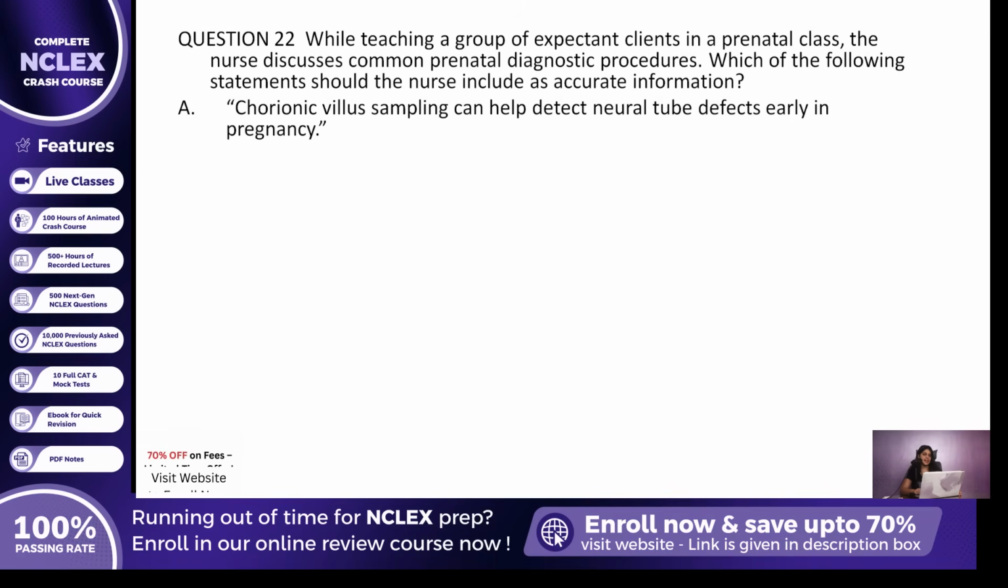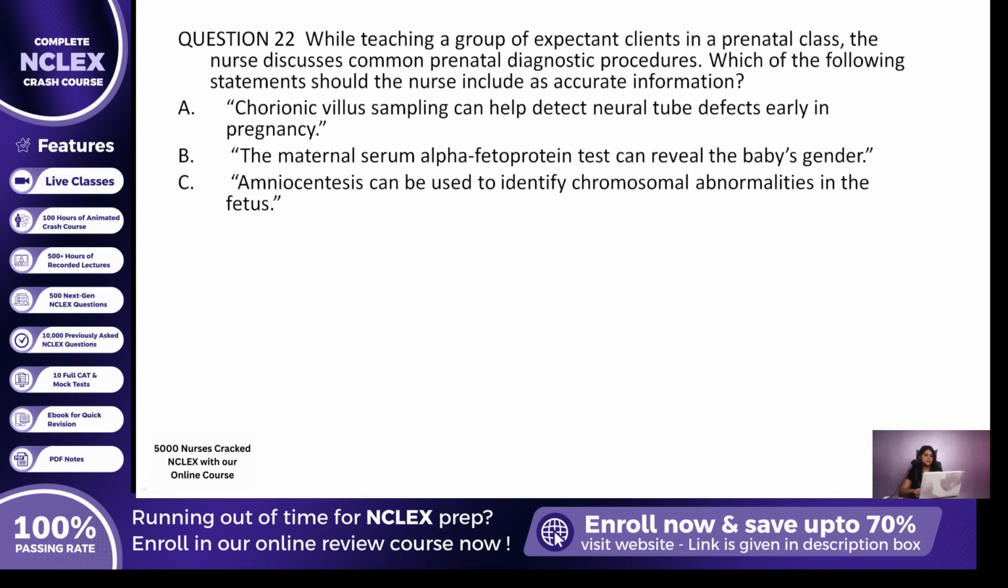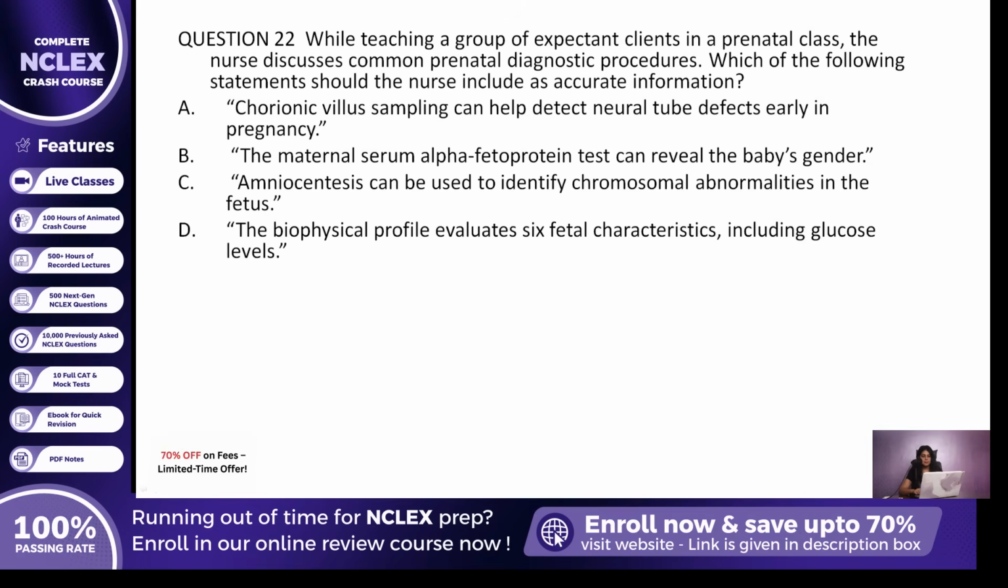Chorionic villus sampling can help detect neural tube defects early in pregnancy. B. The maternal serum alpha-fetoprotein test can reveal the baby's gender. C. Amniocentesis can be used to identify chromosomal abnormalities in the fetus. D. The biophysical profile evaluates 6 fetal characteristics, including glucose levels. The correct answer is option C.